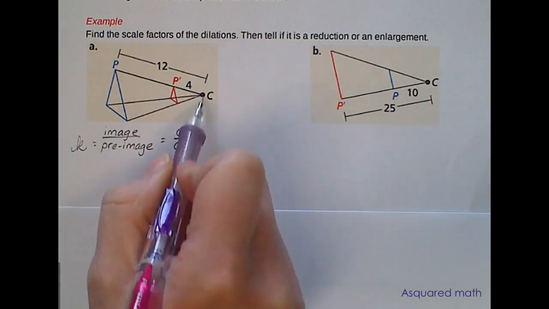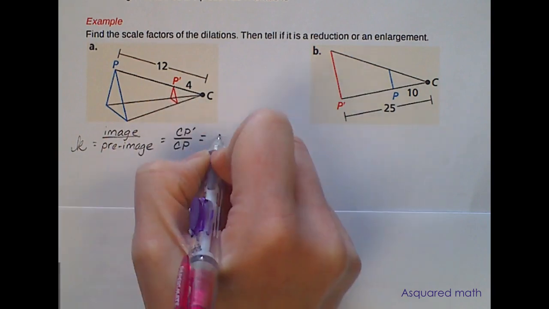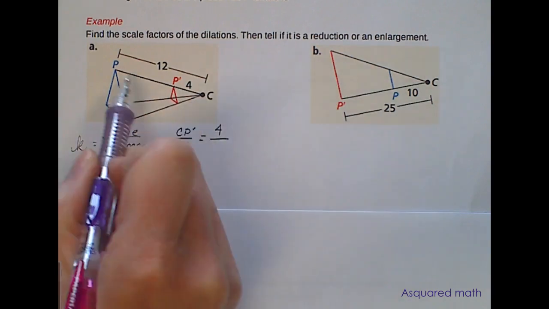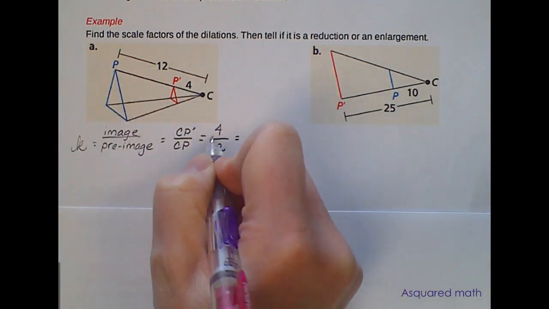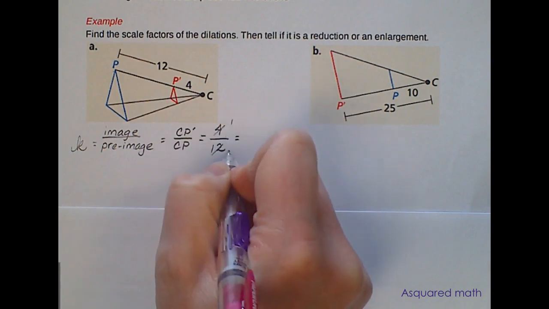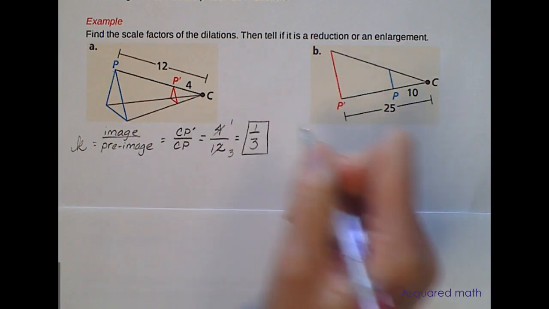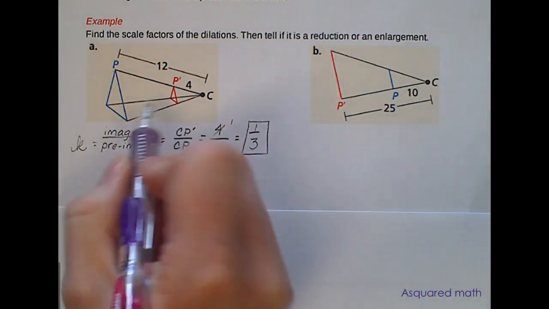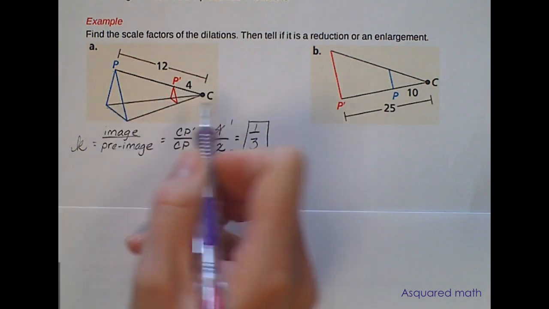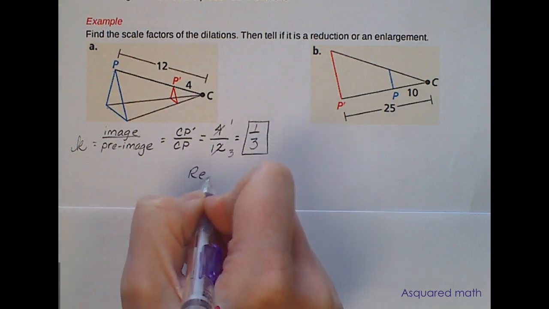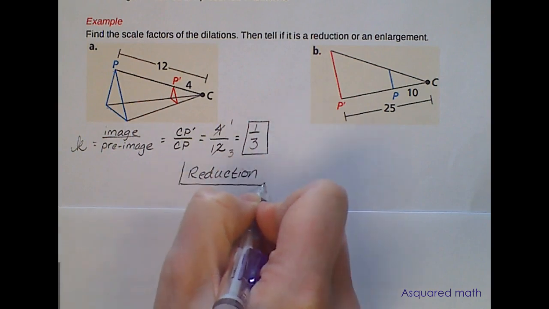The length from C to C prime is 4, and the length from C to P is 12. We need to reduce that down. You can take a 4 out of all of this, so this turns into 1/3. So you have a ratio of 1:3 here. And if you take a look at the blue triangle to the red triangle, this one starts out larger than this one, so this is a reduction. We are making the image smaller than the pre-image.